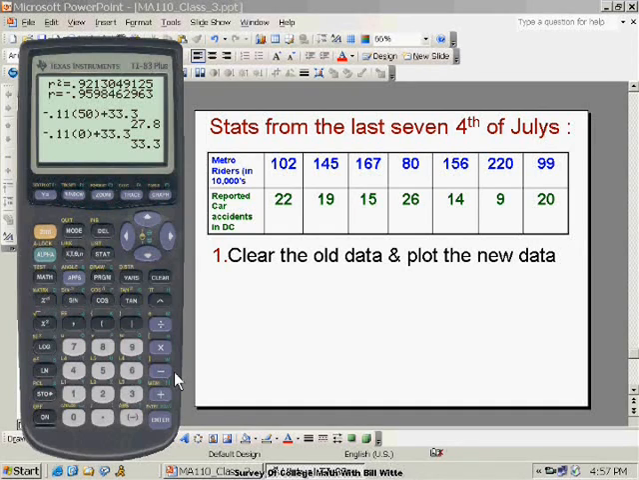So you see how we can use a regression line once we put in the data to predict the future and hopefully use that for various things to react to. Okay?